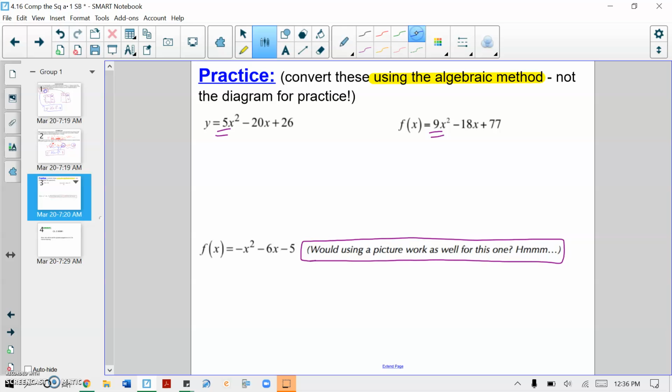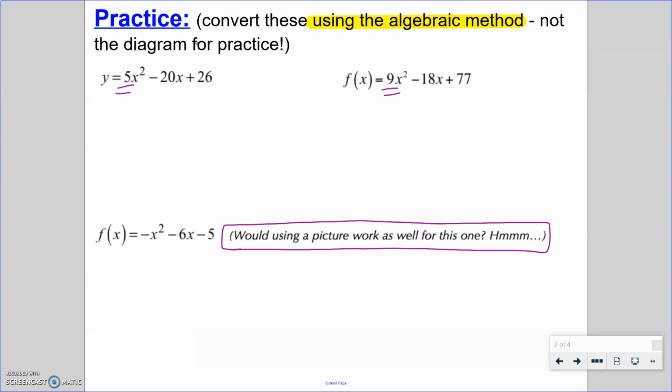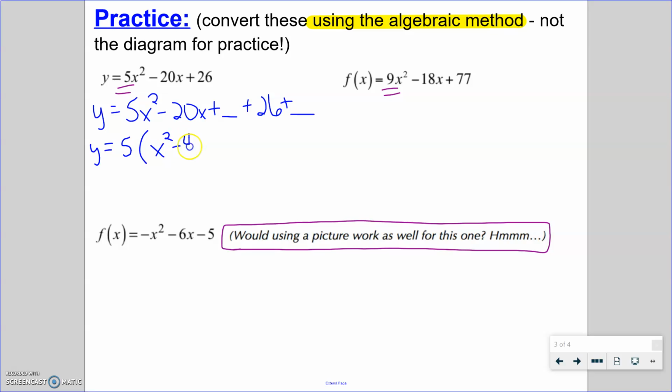All right, so let's start with the first one. First step is to separate the first 2 terms plus a blank plus the last term plus a blank. My next step is to take the 5 out of those first 2 terms. So if I take the 5 out, that turns into x² minus 4x plus blank.